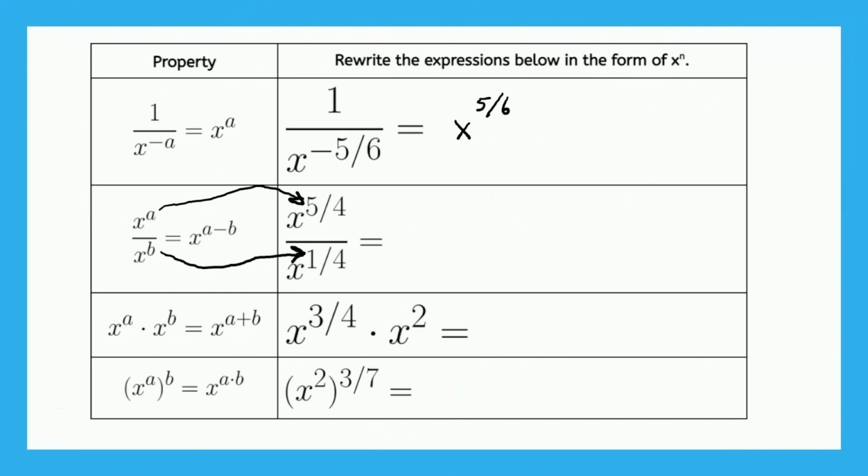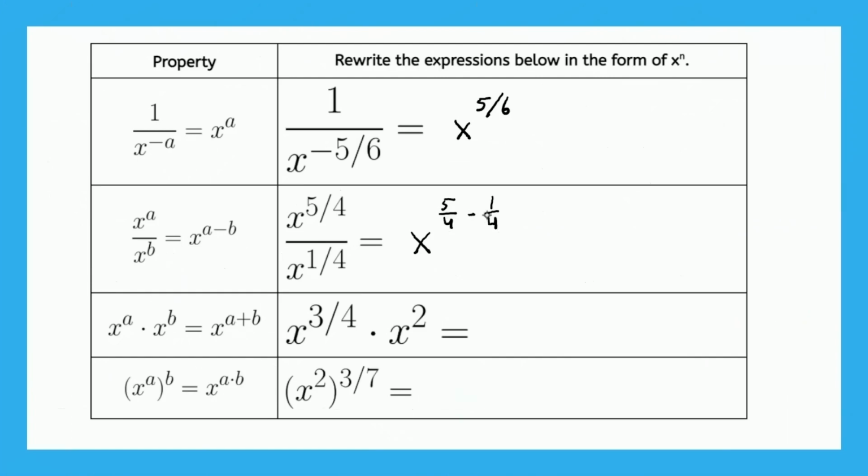And our rewriting of this expression is going to be in the form x to the a minus b, and eventually a minus b should correspond to n once we simplify. So there it is. 5 over 4 is a and 1 over 4 is b. So 5 over 4 minus 1 over 4. Thankfully, we already have a common denominator, so we don't need to find one.